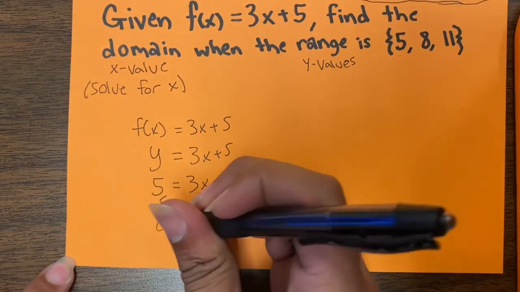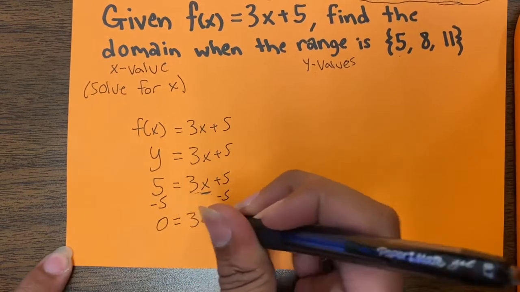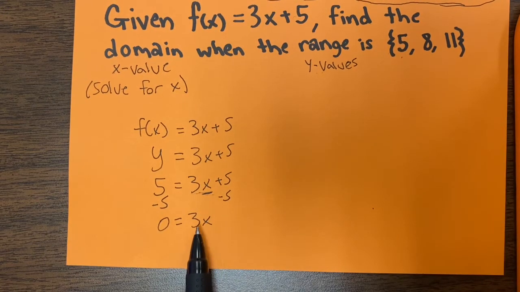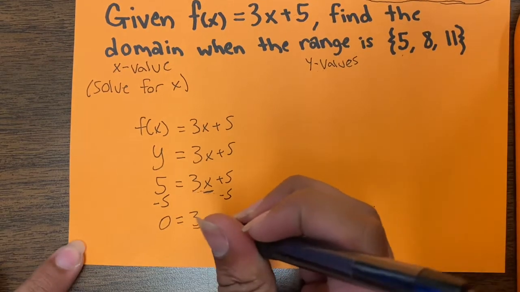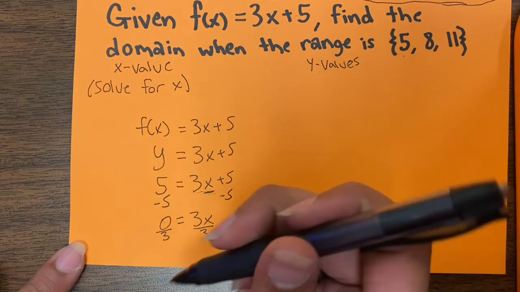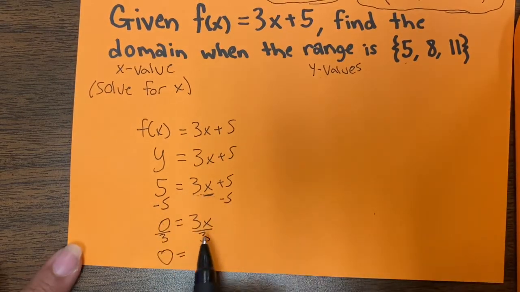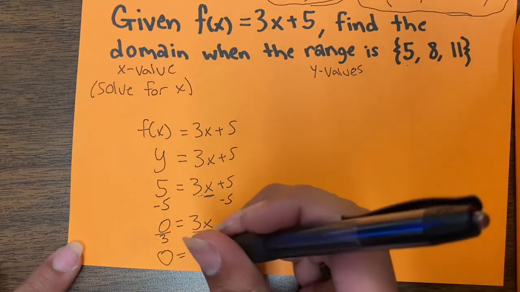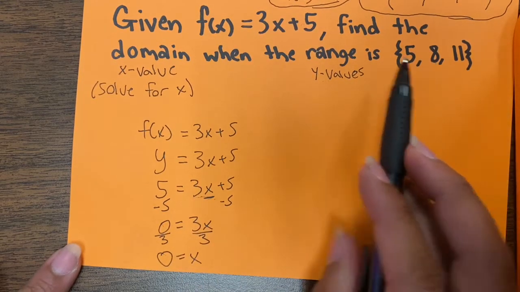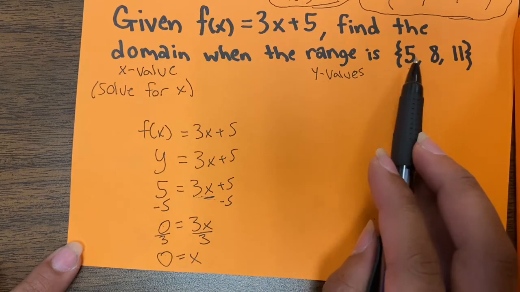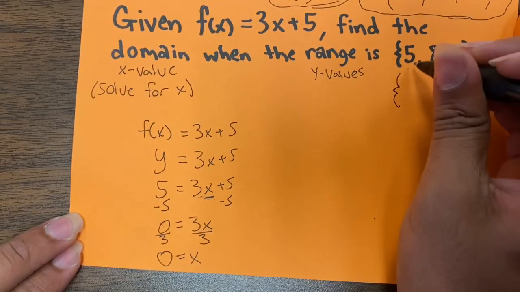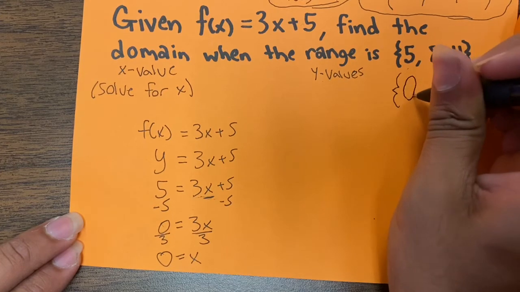So then I'm left with 0 equals 3x. Then I'm going to divide by the coefficient, but I have to do it to both sides. So 0 divided by 3 is 0. So x is 0. So when the range is 5, my domain, my x value, is 0.